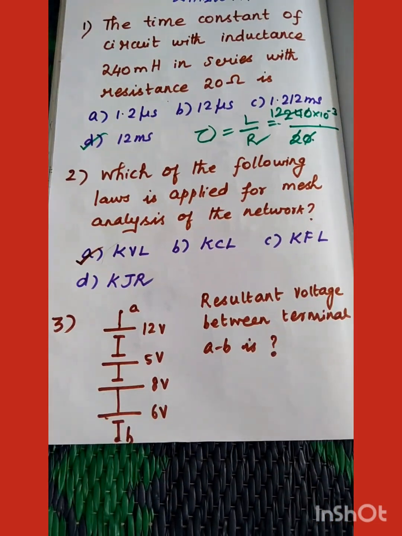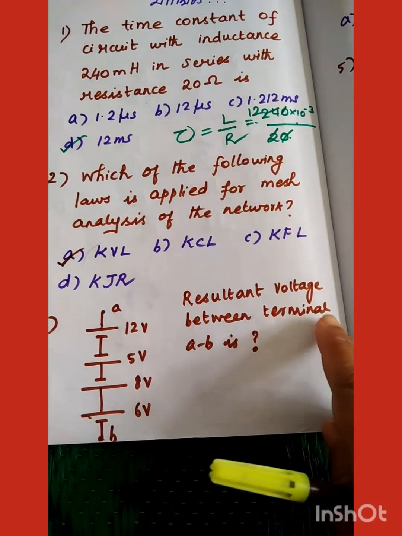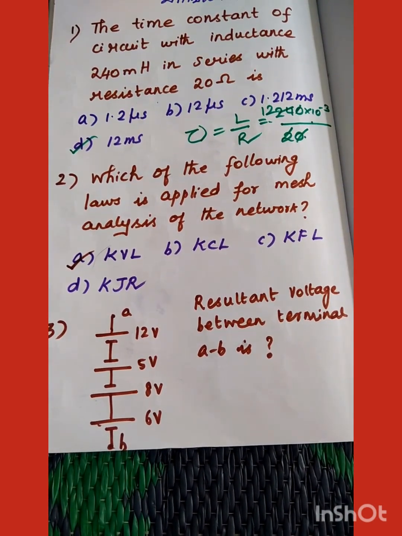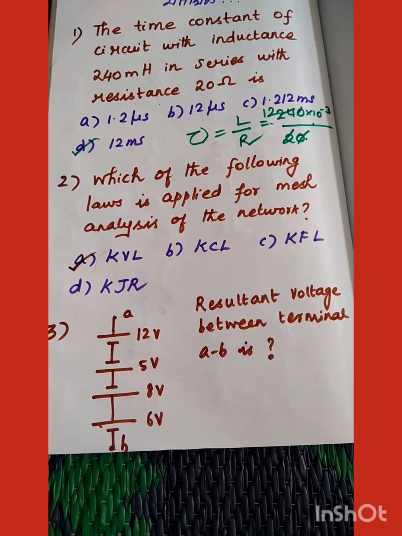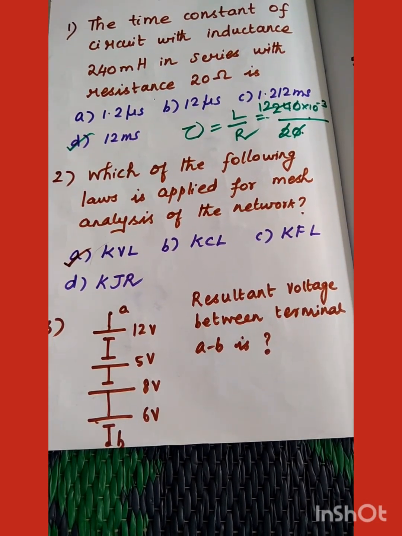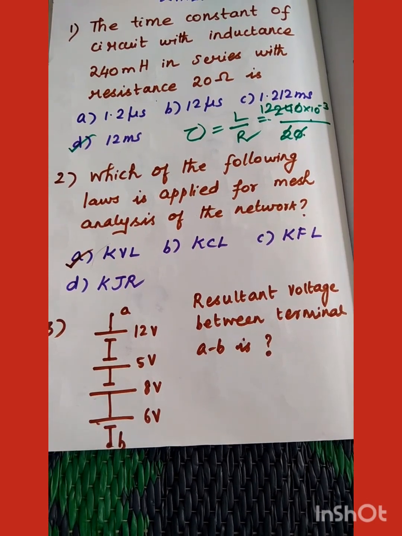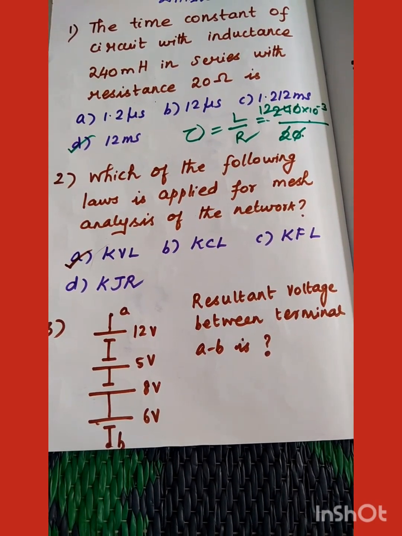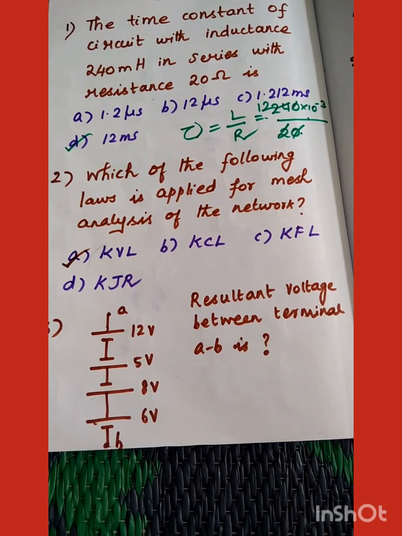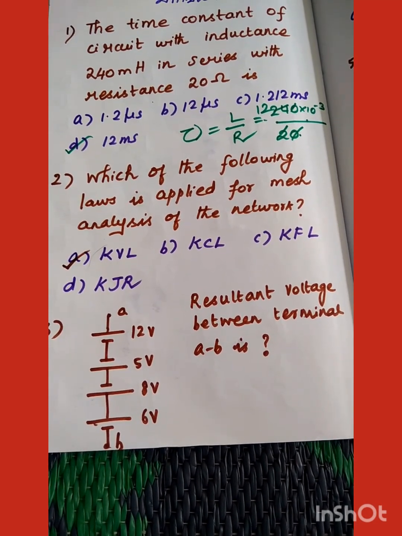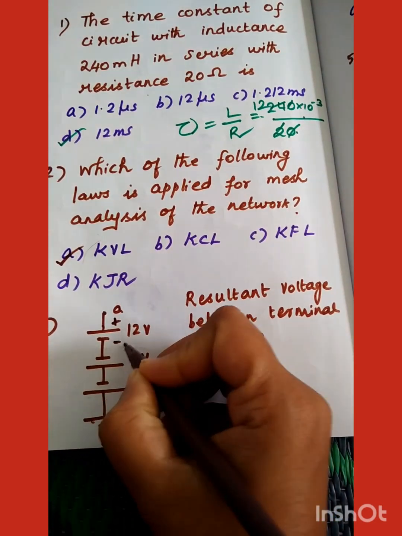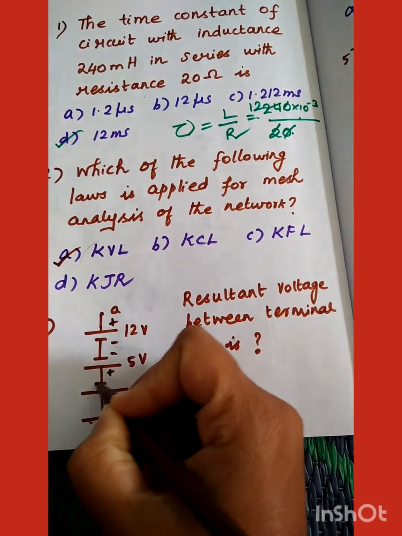And the third question: the resultant voltage between the terminals A to B, they have asked you. They have given you 12 volt, 5 volt, 8 volt and 6 volt. The same type of question we have already solved in the previous video. Let us solve this. It depends upon the polarity of the voltage. So represent plus, minus, write all the terminals first.